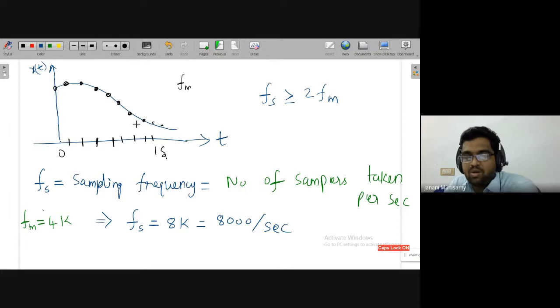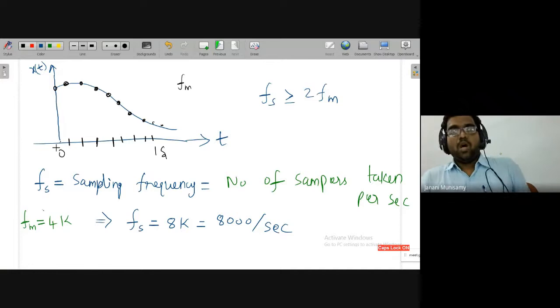If you want to represent this information in terms of digital data, at least you have to take 8,000 samples, but it can be greater than that also. Instead of 2 Fm, you can use 3 Fm also, but 2 Fm is the minimum value. Instead of 8K, you can take 12K or 16K samples, it's your wish. But if you take more, there will be some problem. We will see that later. First, let us try to understand this.